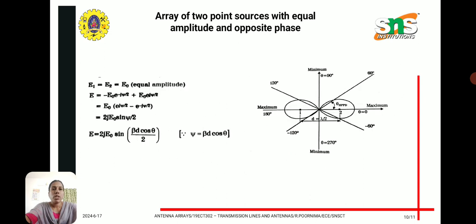And array of 2 point sources with equal amplitude and opposite phase. When we take the equal amplitude E naught and opposite phase, we get the end fire array pattern. The radiation pattern is along the axis of the array.